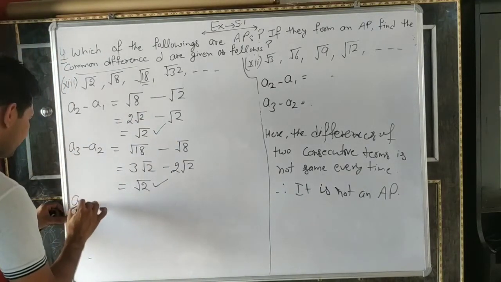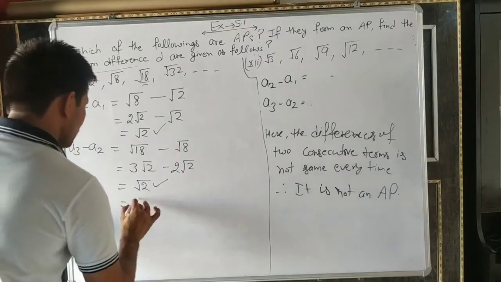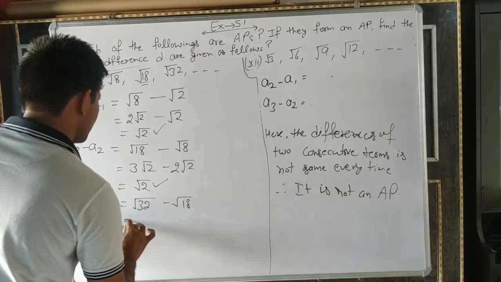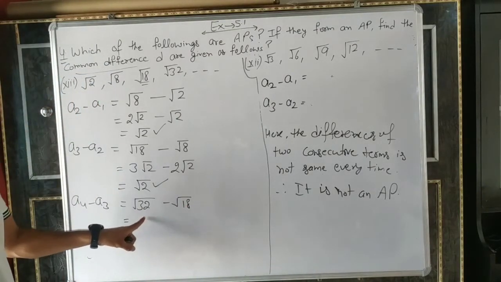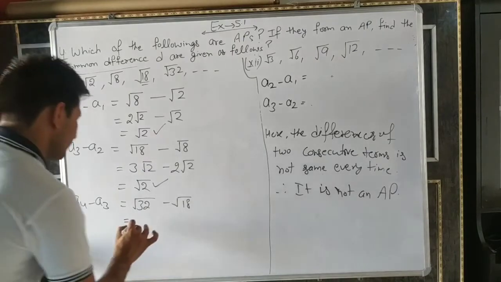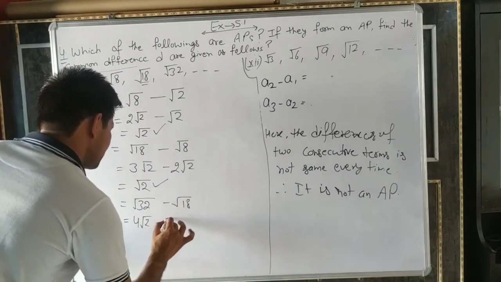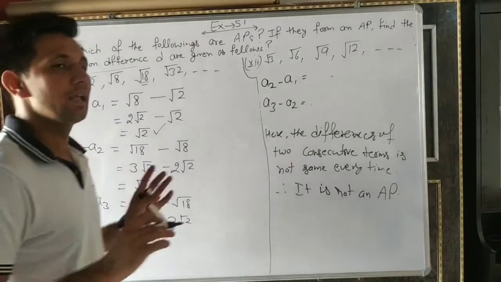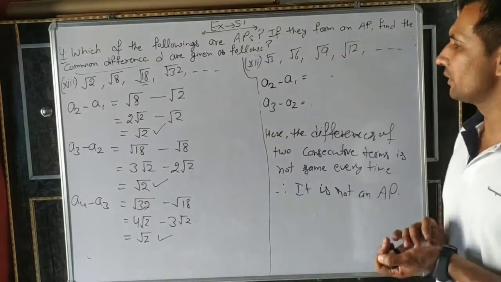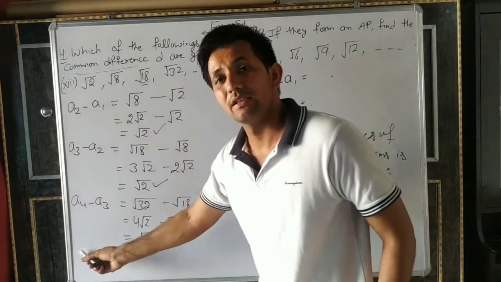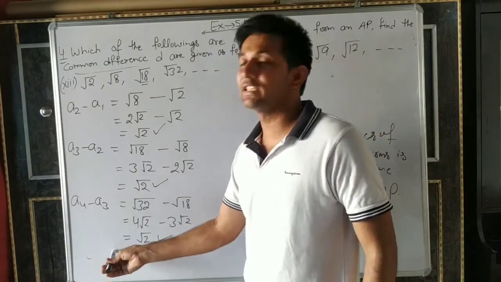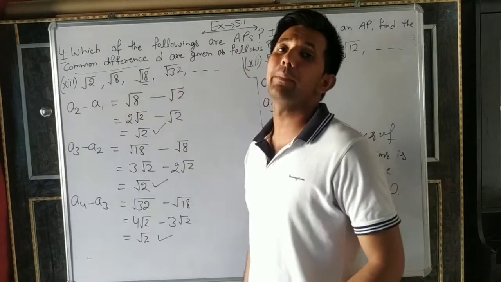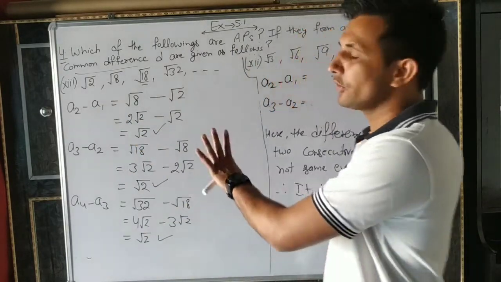Now we will check A4 minus A3. A4 is root 32 minus root 18. Root 32 is 16 multiplied by 2. Square root of 16 is 4, so 4 root 2 minus 3 root 2. It is root 2. So the same as the previous part you will write here: the differences of two consecutive terms are the same. Therefore it is an AP. Understand here? You will write it yourself.